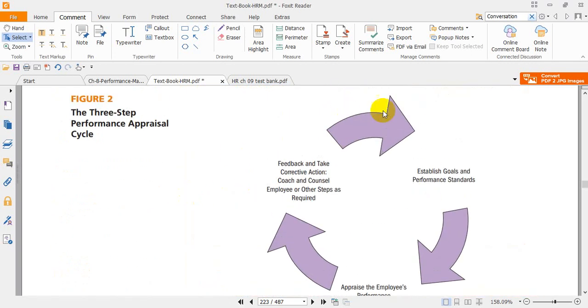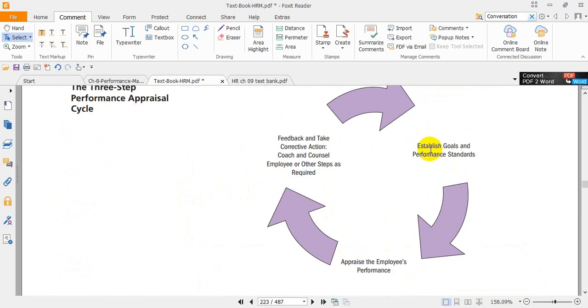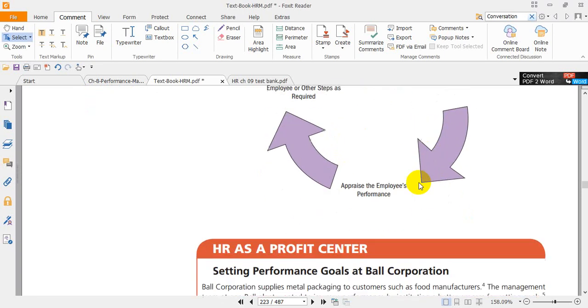And in this figure, these are the 3 steps of the performance appraisal cycle: establish goals and performance standards, then appraise the employee's performance, then give feedback to take corrective action, coach and counsel the employee, or other steps as required.